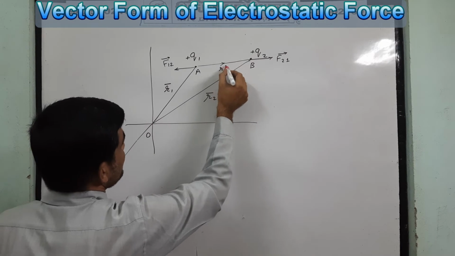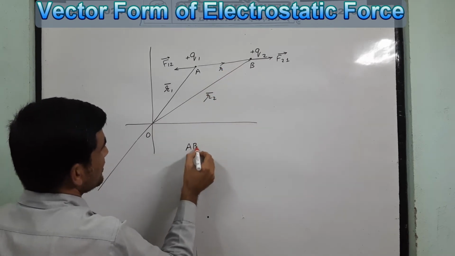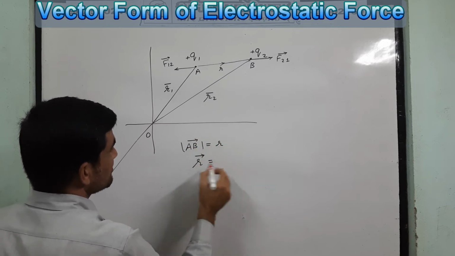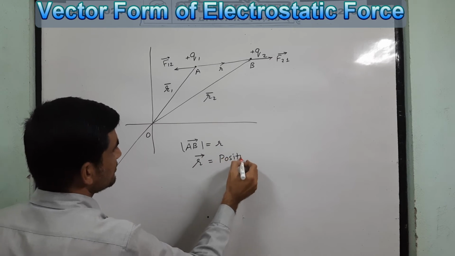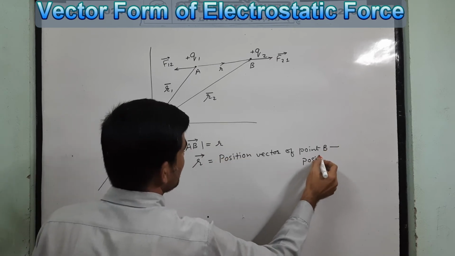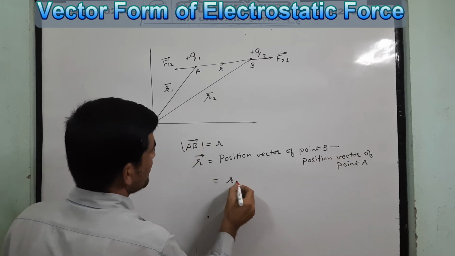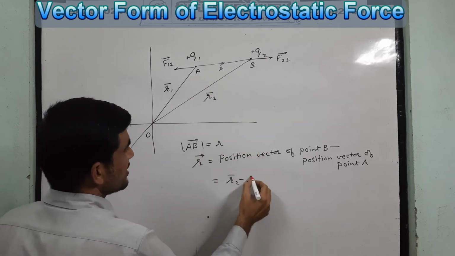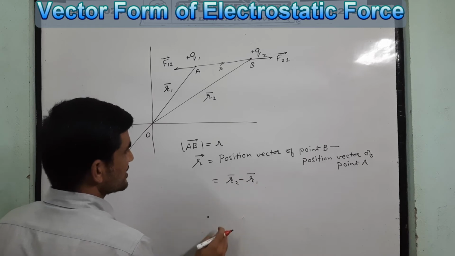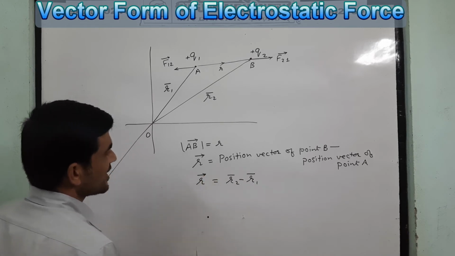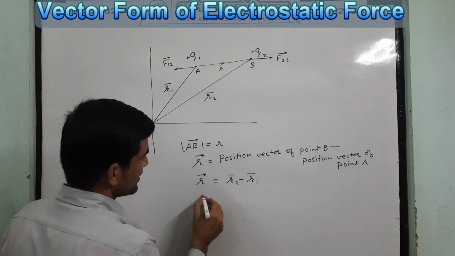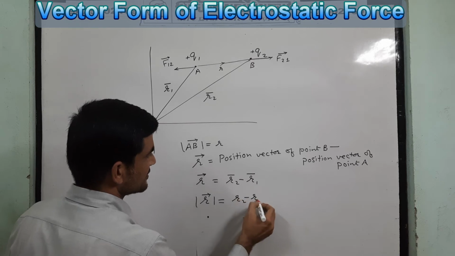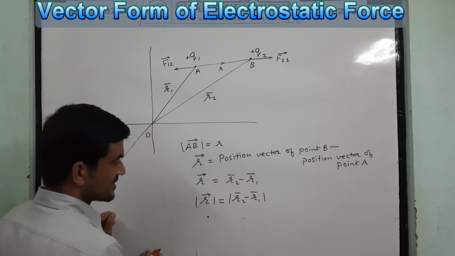This is the vector r. So what is vector r here? Vector AB, its magnitude is equal to r. We can say vector r is nothing but position vector of point B minus position vector of point A. So we will get a formula. Position vector of point B is r2 minus position vector of point A is r1. So this is r2 minus r1. This is vector r. So when you have to represent its magnitude, the magnitude of vector r is nothing but magnitude of this difference, its magnitude, like this, clear?